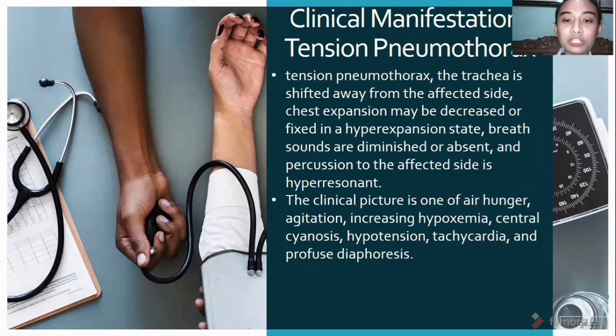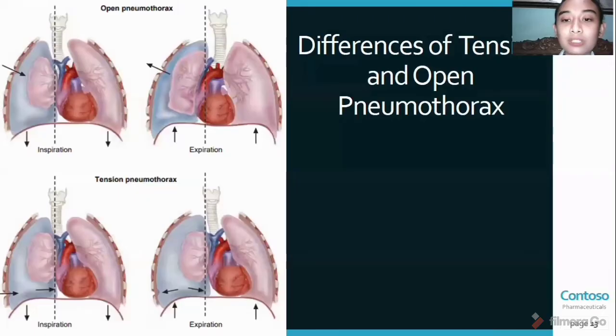Clinical manifestations of tension pneumothorax. The trachea is shifted away from the affected side. Chest expansion may be decreased or fixed in the hyperexpansion state. Breath sounds are diminished or absent, and percussion to the affected side is hyperresonant. The clinical picture is one of air hunger, agitation, increasing hypoxemia, central cyanosis, hypotension, tachycardia, and profuse diaphoresis.